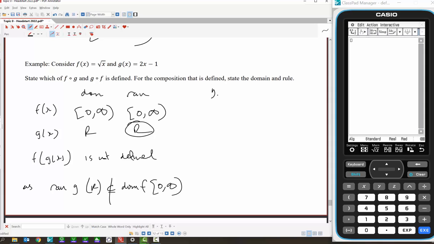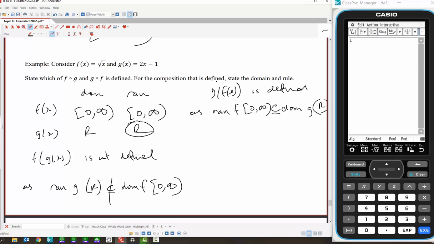Okay, so let's just test g(f(x)). Obviously this is the one that works. What I'm going to do is check what f(x) can produce, which is 0 to positive infinity, and what g(x) will accept, which is all real numbers. This produces only those values, and this accepts everything, which means the composition is going to work. So it is defined, as the range of f(x), which is 0 to positive infinity, is a subset of the domain of g, which is all reals.